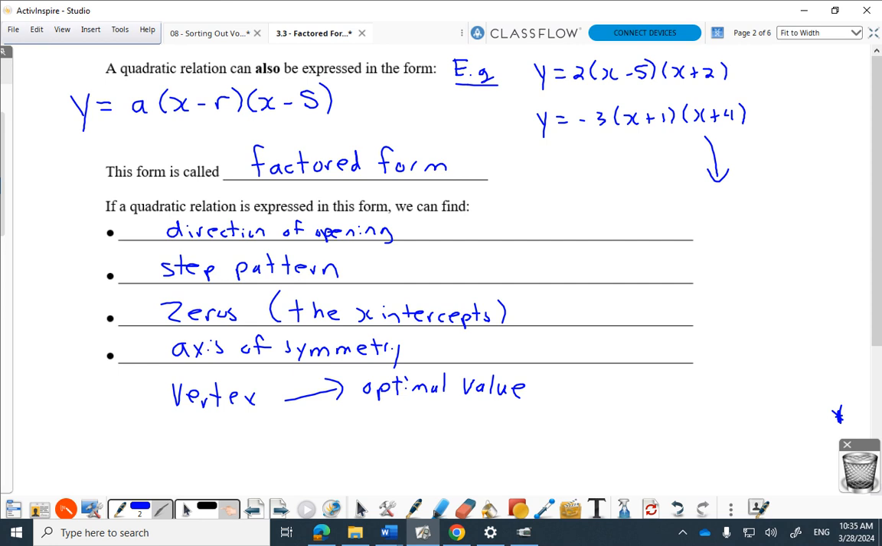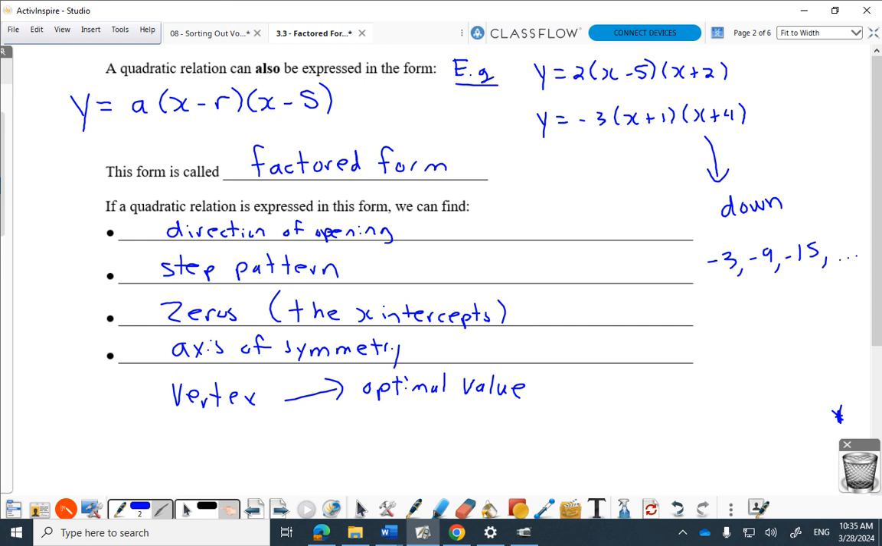I'm jumping way ahead here. Direction of opening. Down. Yeah, this one. I can tell. There's a negative up front. It opens downwards. Not too bad, right? I got to teach it to you, but not too bad. Step pattern. -3, -9, -15. I just take the 1, 3, 5 pattern and multiply it by the -3. That's still the A value out there. When we're done factoring, the A value will still be out there. It'll do all the same stuff it did before.